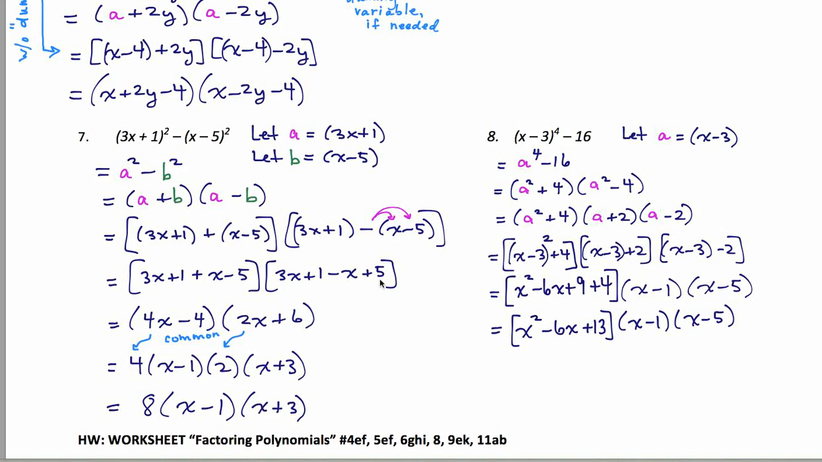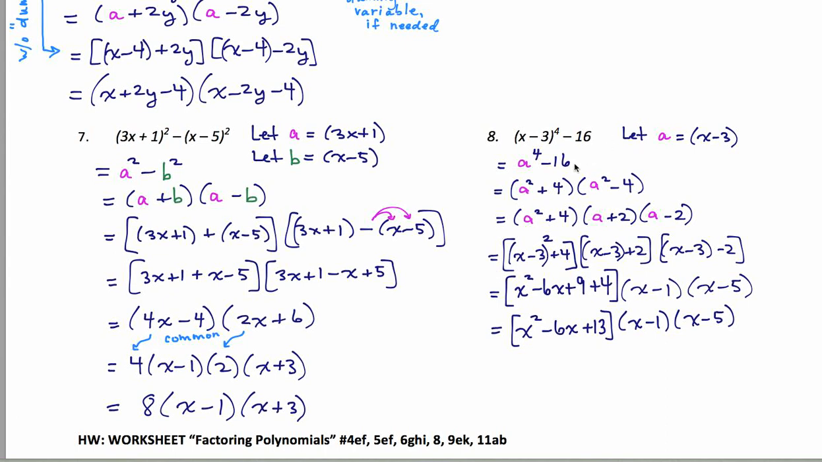And then we'll simplify the expressions, so we end up with 4x minus 4 times 2x plus 6, noticing that each of these binomials can be factored further. They can both be common factored. So I'll common factor the 4 out of the first binomial and common factor the 2 out of the second binomial. And then by convention, we'll multiply the constants and put that out front, and then we'll have the two binomials that follow.